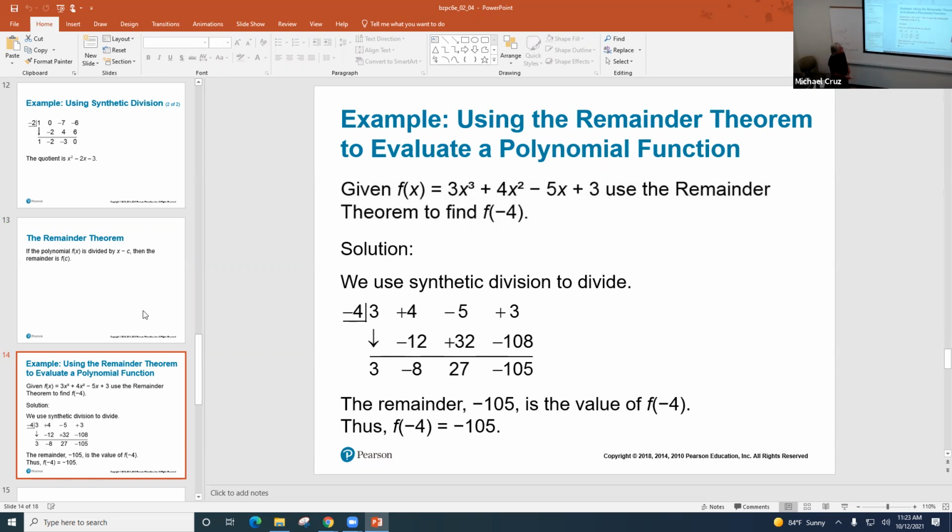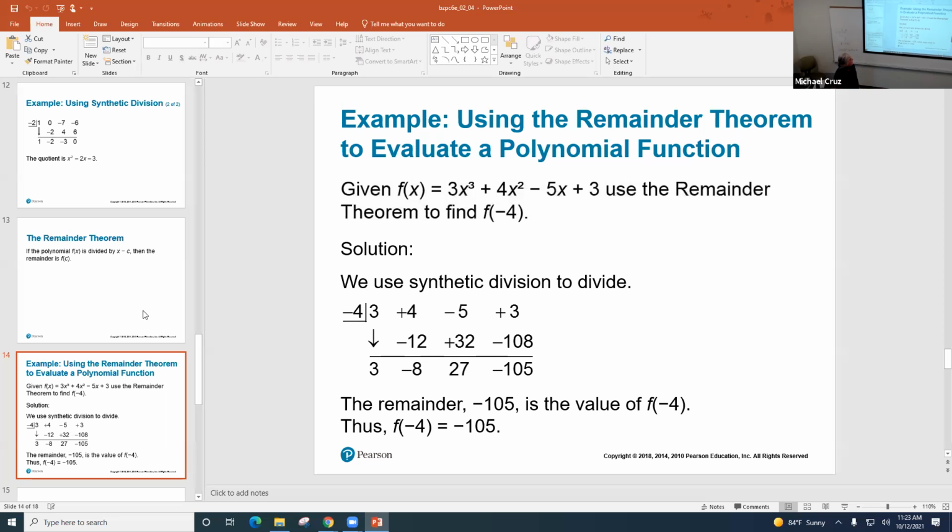Here we got a function, 3x cubed plus 4x squared minus 5x plus 3. None of them are missing, so we just bring the coefficients down: 3, 4, -5, and 3. And then the -4 is going in there. So bring down the 3, 4 times 3 is -12, add. -12 times -4 is 32, add 27. 4 times 27 negative is 108, bring it down is 105. So that tells us right there. And this is, like I said, it can be quicker in most cases than taking -4 and putting it in there and doing all that.